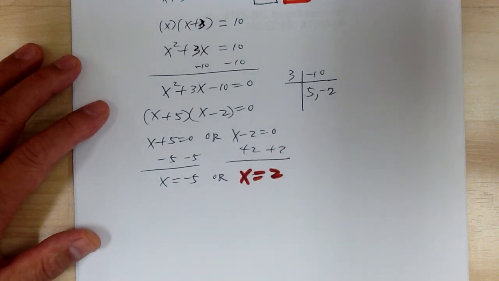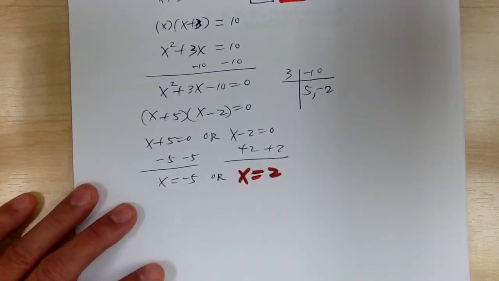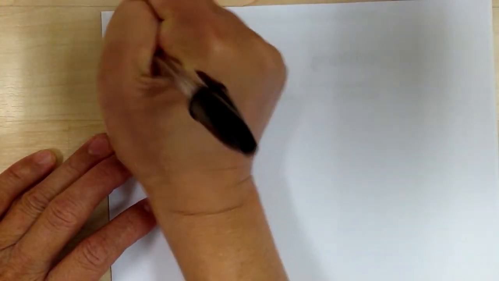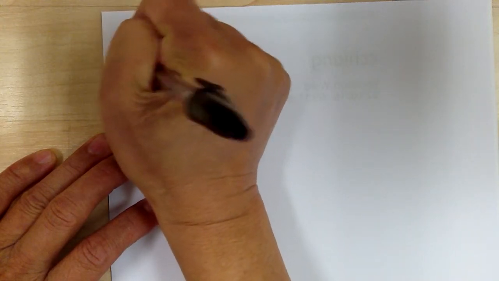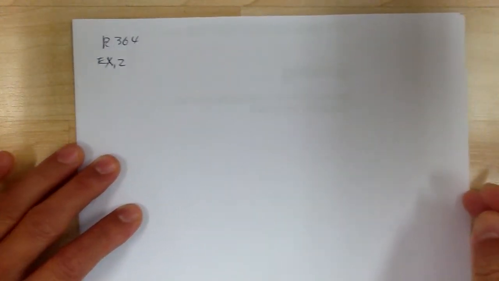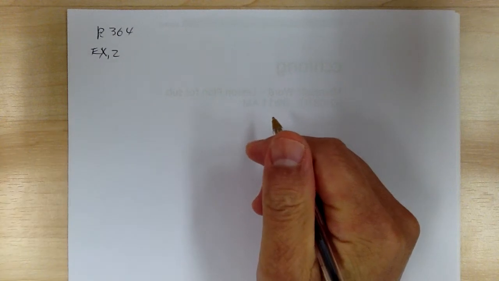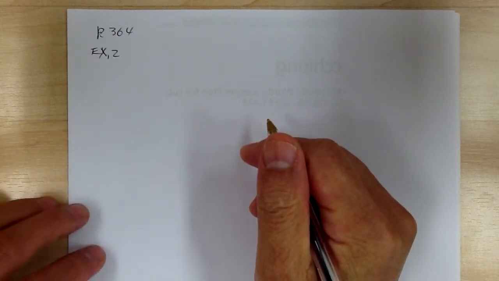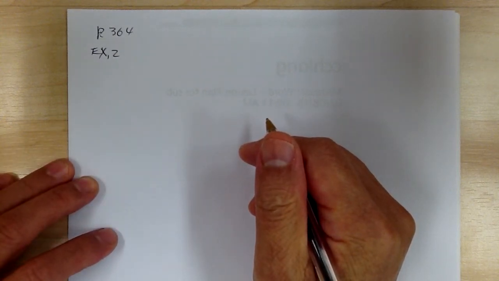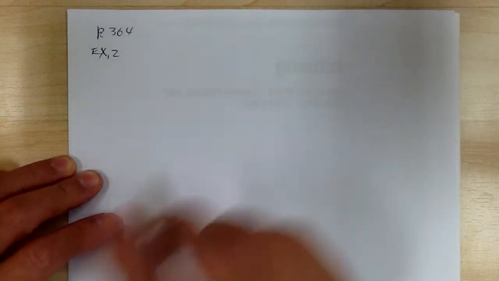Now let's go to example 2. Let's go to page 364, example 2. So again, let's read through. It says find the two consecutive integers whose product is 19 more than their sum. So read it through. So this is two consecutive integers.